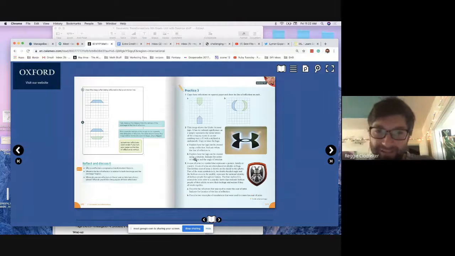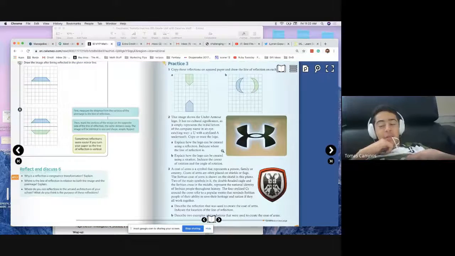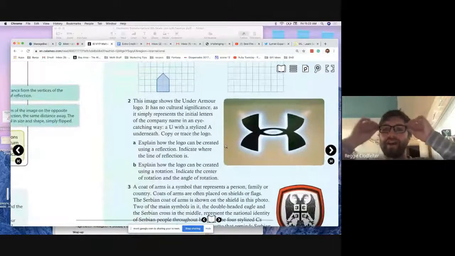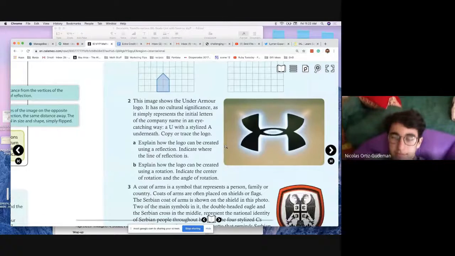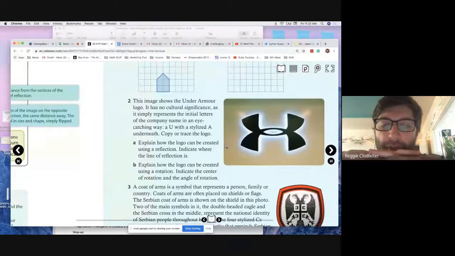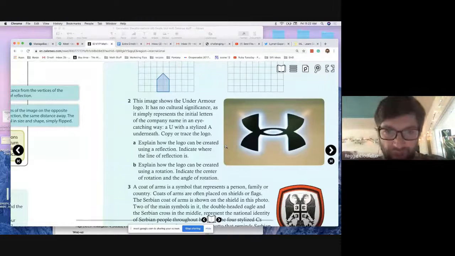So next, can everyone see this sweet Under Armour logo to our right? Yes. We'll go with Margot. Can you explain how the logo can be created using a reflection and tell me where the line of reflection is?